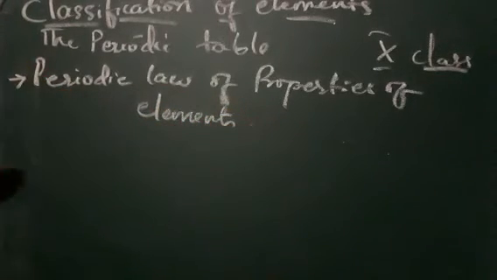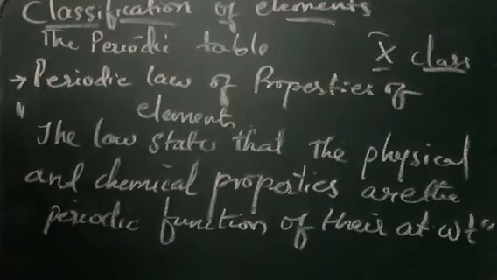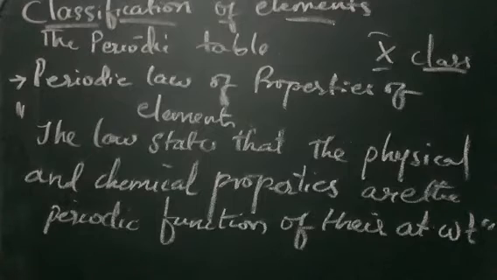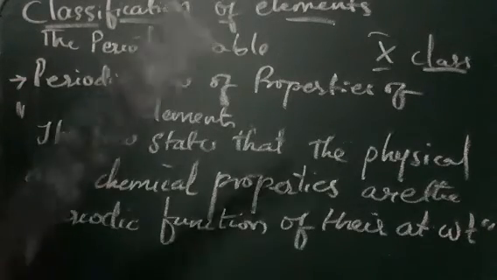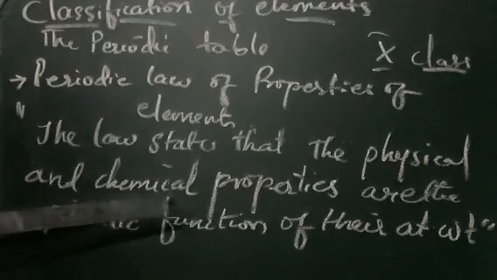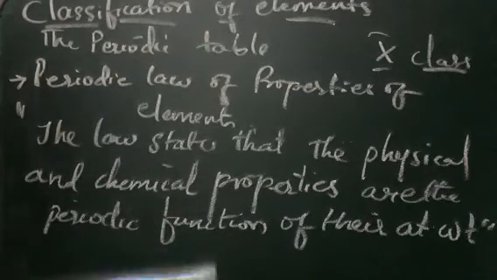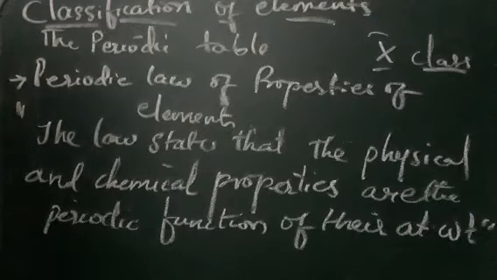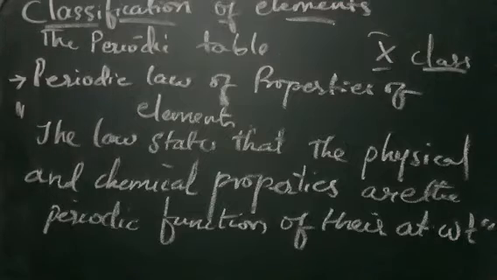So this law came into existence. What does this law state? The law states that the physical and chemical properties are a periodic function of their atomic weight. Whatever elements we are fixing in the periodic table depend on the atomic weight. The physical and chemical properties show their presentations only based on their atomic weights and their valencies.